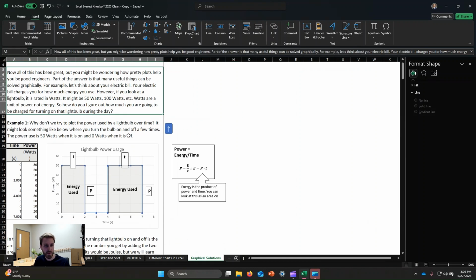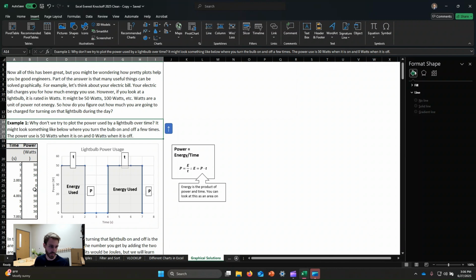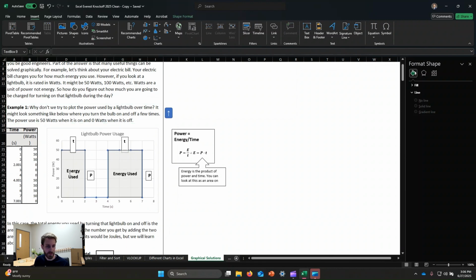So let's take an example about, say, an electric bill. You could have this graph, something like this, of light bulb power usage. And so you collect some data on the power use over time. So say it's a 50-watt bulb. When you turn it on, it consumes 50 watts. When you turn it off, it consumes 0 watts because there's no energy going. And so that looks something like this. It's flicked on, it's flicked off, it's on again, it's off again.